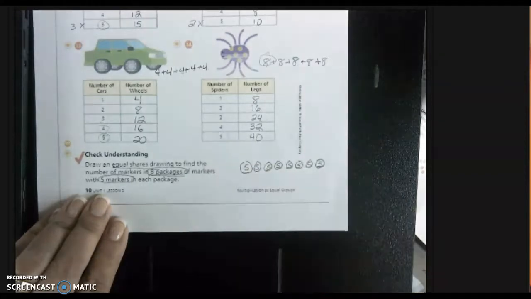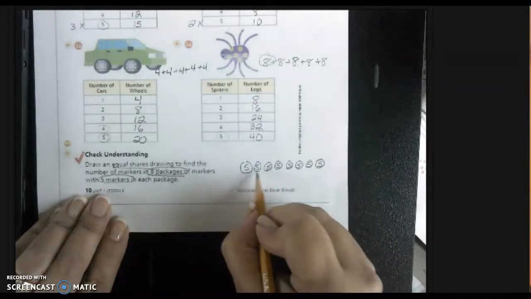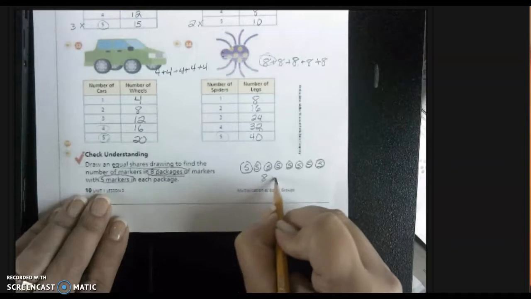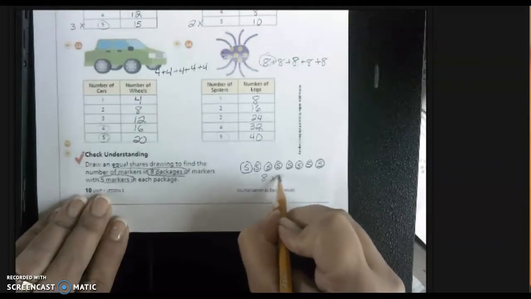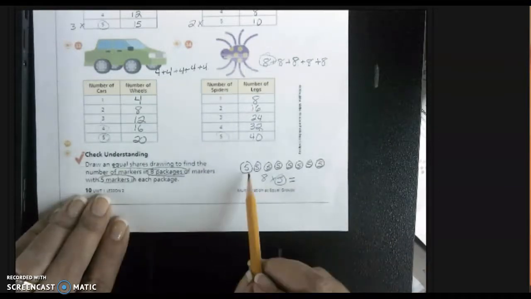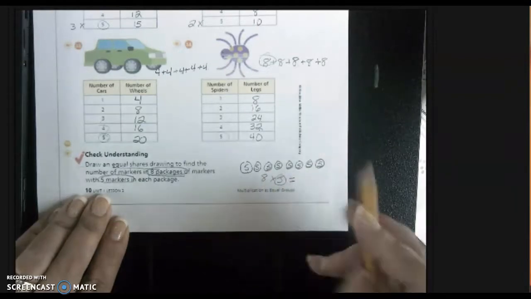Okay, and now I need to set it up as an equation. I have 8 groups, 1, 2, 3, 4, 5, 6, 7, 8 groups with 5 in each group. I'm going to circle that 5. That tells me how many are in each group. And then I need a product, an answer. 5, 10, 15, 20, 25, 30, 35, 40.